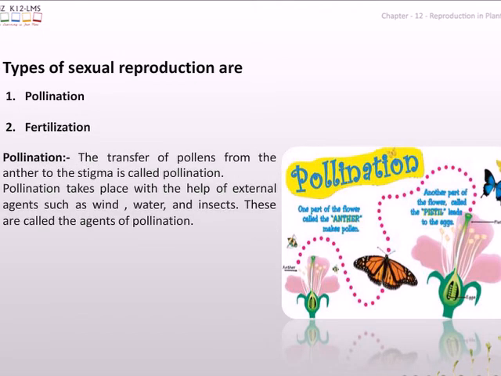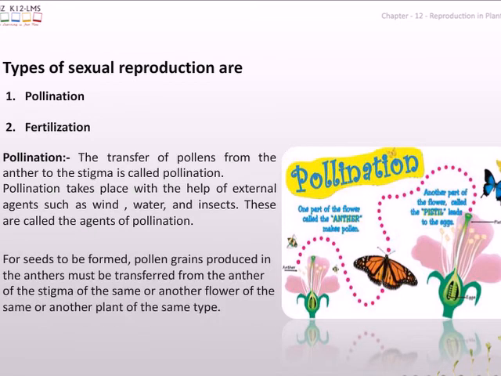Pollination. The transfer of pollen from the anther to the stigma is called pollination. Pollination takes place with the help of external agents such as wind, water, and insects. These are called the agents of pollination.